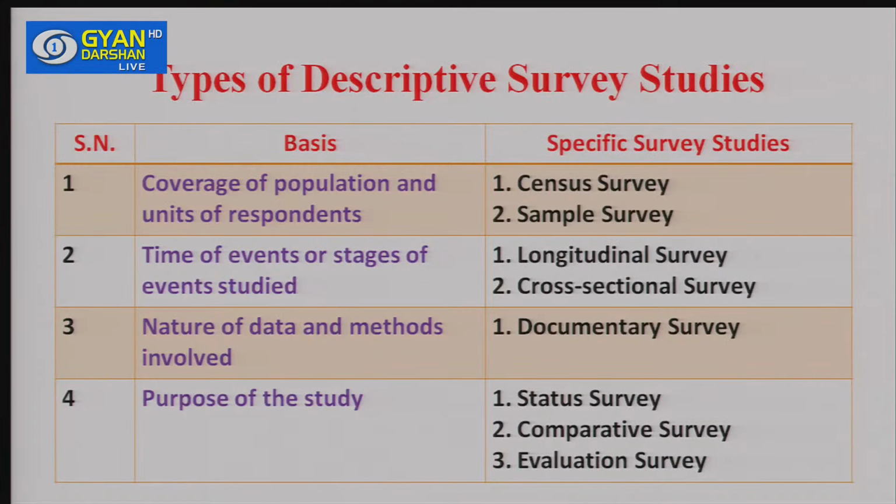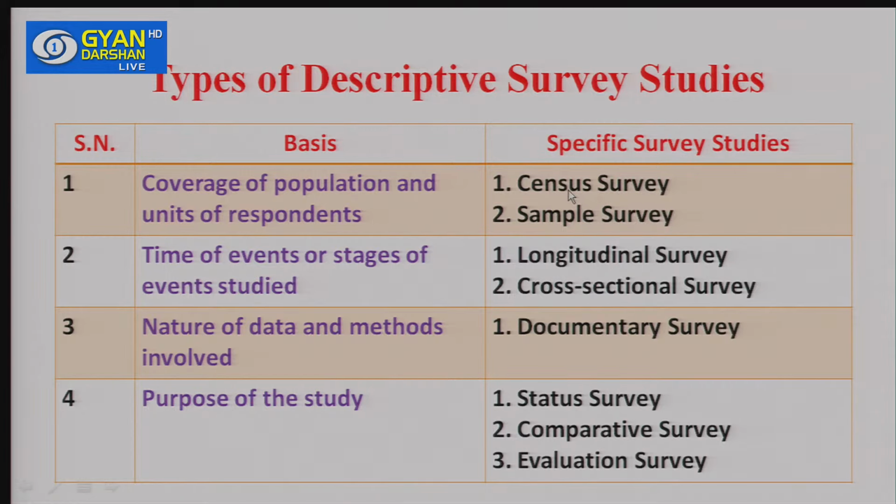So friends, the very concept of a descriptive research is to understand the present phenomena, the present status, and the objective is also futuristic. You can also use it on a long-term as well as short-term basis. Now, let us focus upon the different types of descriptive survey studies, and the types are based upon certain bases. On the basis of coverage of population and units of respondents, you can conduct two types of descriptive study, that is census survey and sample survey.